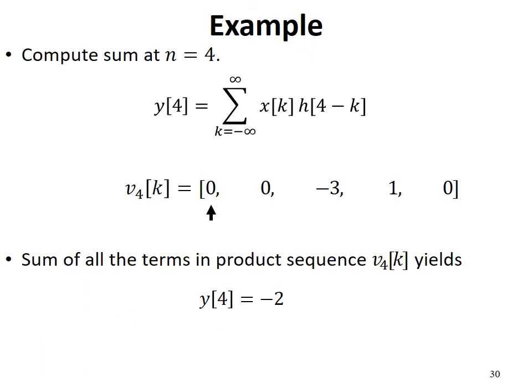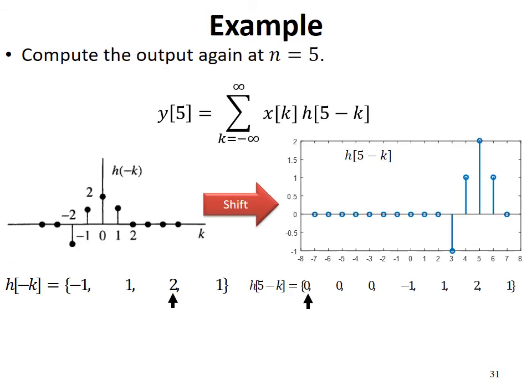The next step is to add all the samples in the product sequence v4 of k, right? So summation of all the samples would be equal to -2. So y of 4 is equal to -2. Now let us delay h of minus k by 5 units, right? So delaying h of minus k by 5 units would result in this sequence, right?